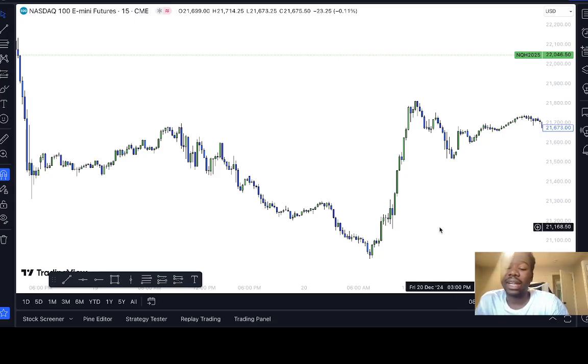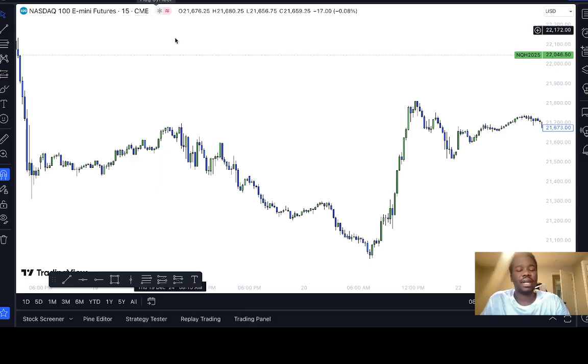My time frame is going to be between 10 and 11:30. That's when I want to look for my trades, when I want to find my trades. I feel like that's when a lot of opportunities present themselves, especially with the high volatility in the market. So I have my chart here on the 15-minute.